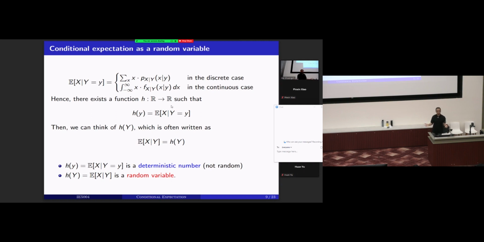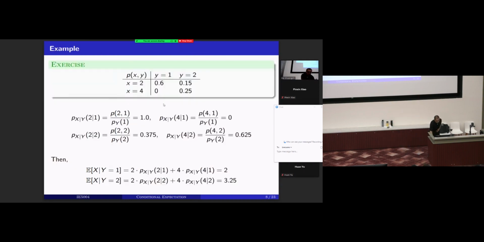Y is a random variable. It may take 1, it may take 2 in this example. So if I wish to know the expected value of x given y, this y is the amount of money I spend tomorrow for my lunch. Tomorrow I may spend $1, I may spend $2. So far, I don't know.